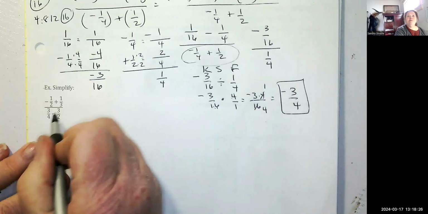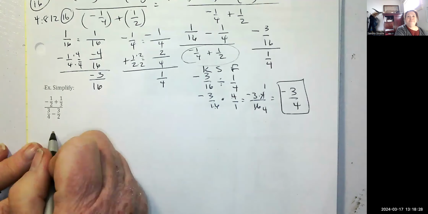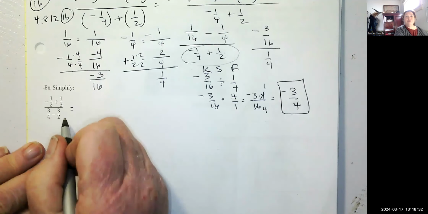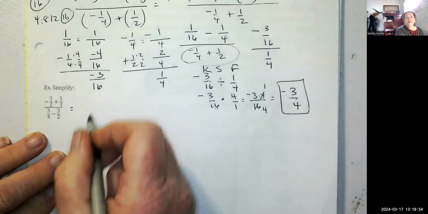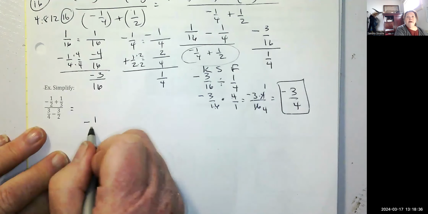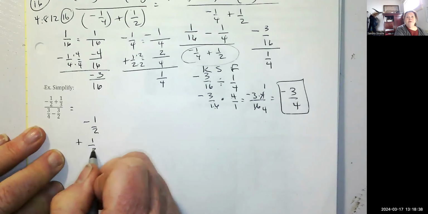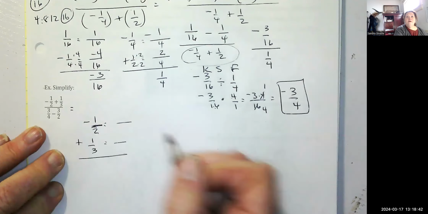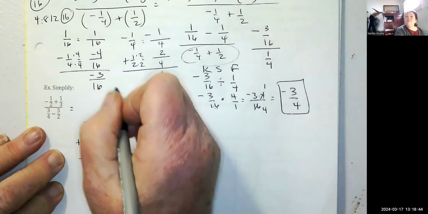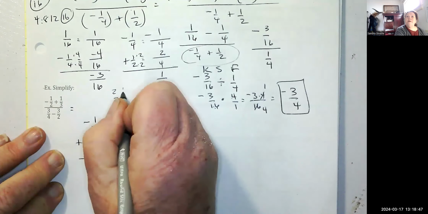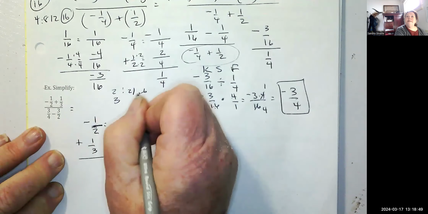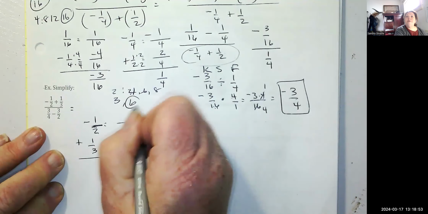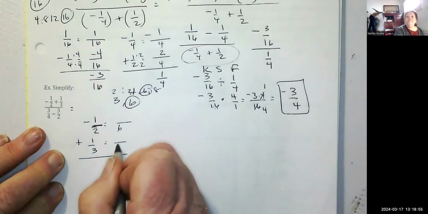The next one, negative 1/2 plus 1/3, and 3/4 minus 3/2. Well, there's nothing we can do here but start lining these up. So negative 1/2 plus 1/3. I'm going to do that one first. 2 and 3. 2 is 2, 4, 6, 8. 3 is 3, 6. Oh, there it is right there. 6 is our common denominator.